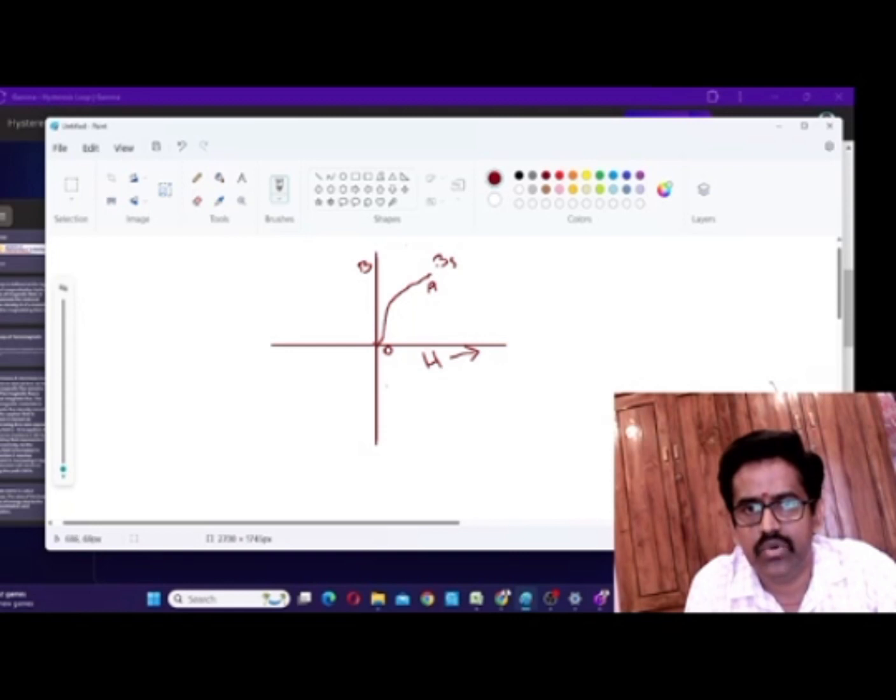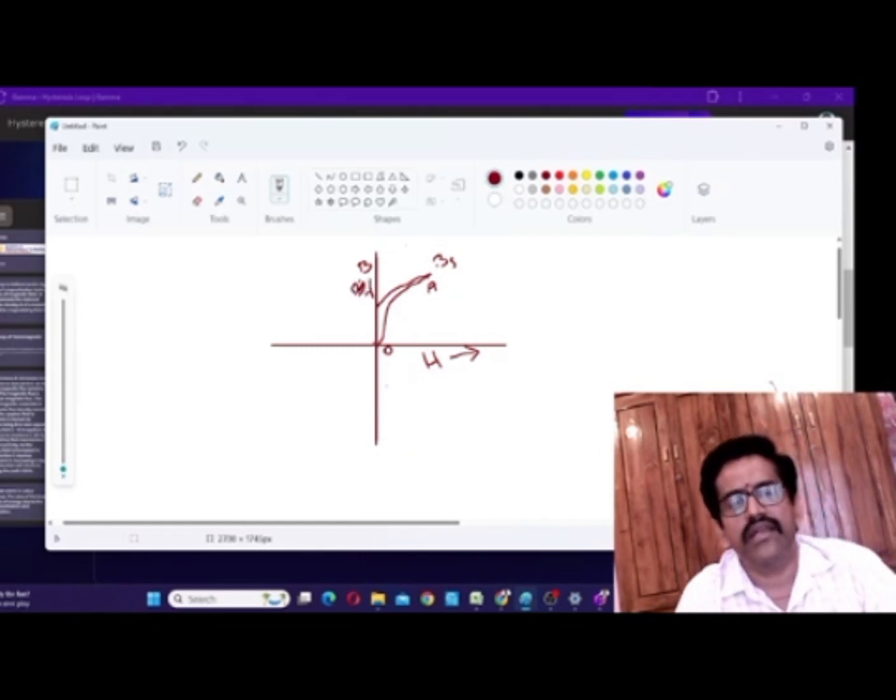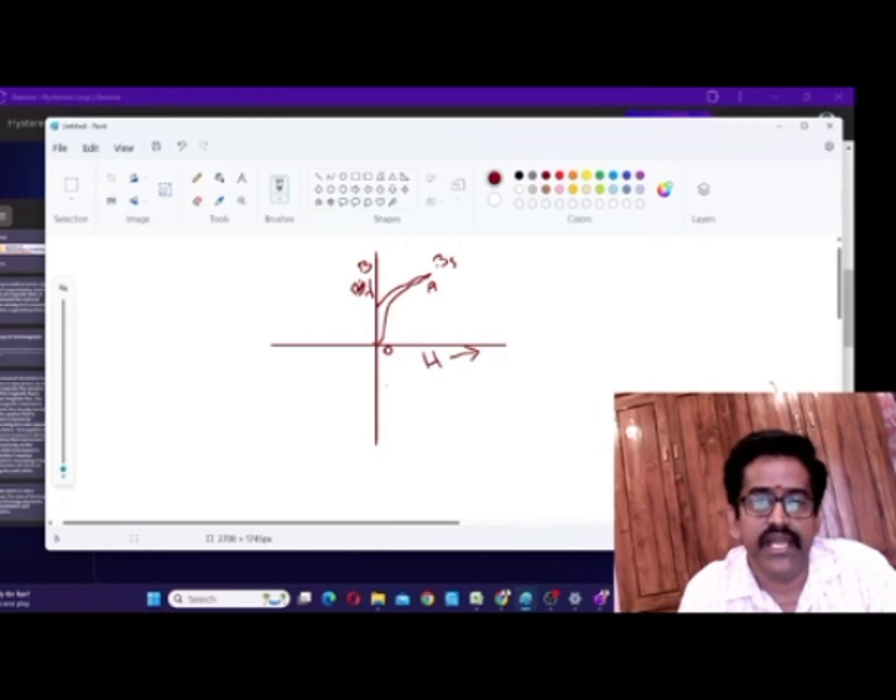Now we reduce the magnetic field H. Then the B value slowly decreases. Even at zero field, we observe there is some magnetization, and it is denoted by BR, which is known as retentivity. Retentivity means that even at zero magnetic field, we observe some magnetization.